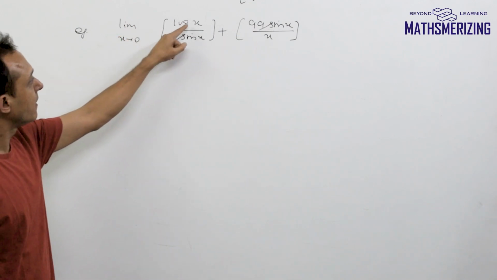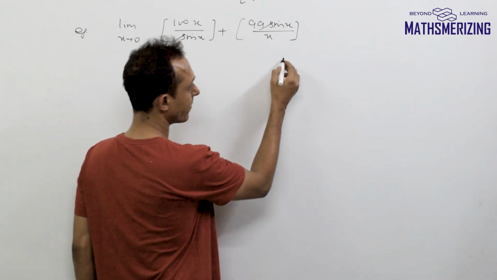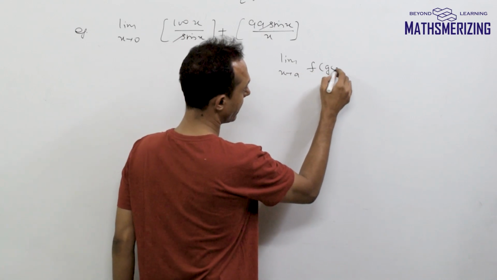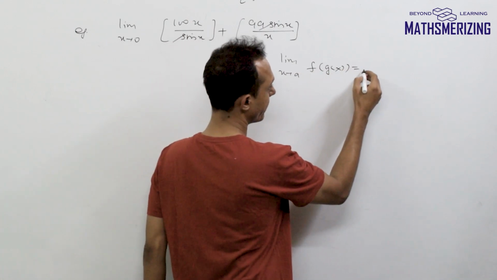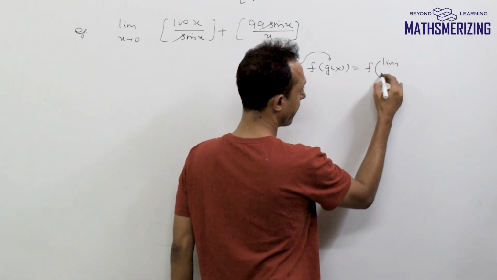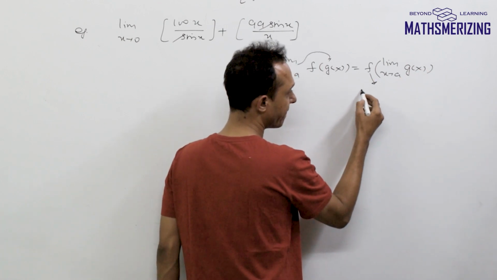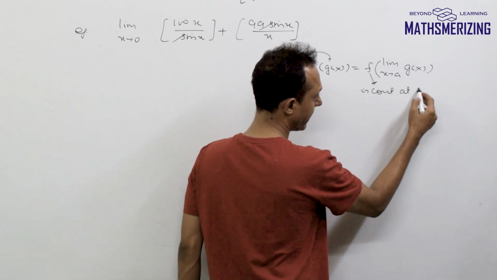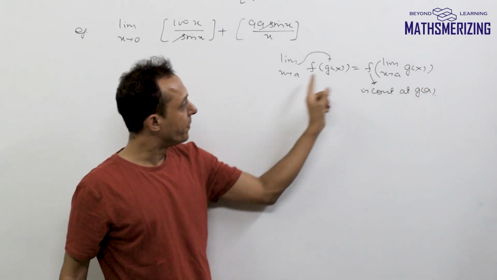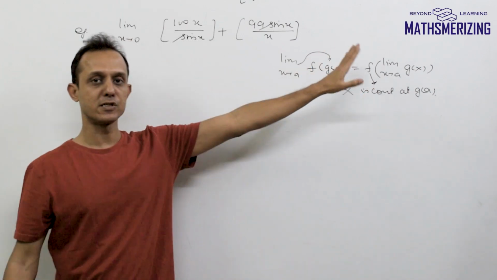So I know that limit sine x upon x is 1. So I cannot take this limit inside, because I know that if I have this limit, limit x tends to a of f of g(x), then I can take this limit inside of this function only when this function f is continuous at g(a). If the function f(x) is continuous at g(a), then I can take this limit inside. Otherwise, these two expressions won't be equal.